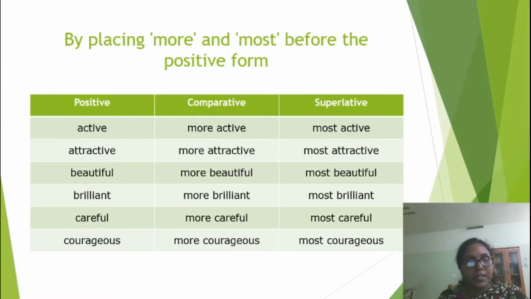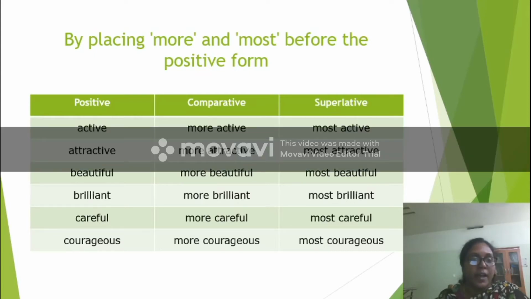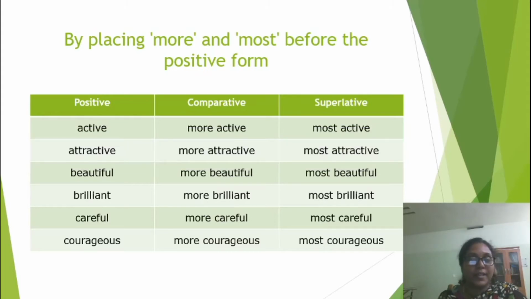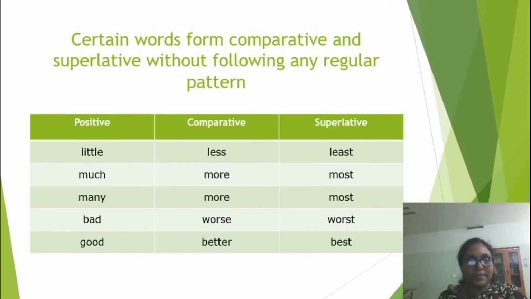Now, in polysyllabic words, we add more to form comparative and most to form superlative from the positive. Active, more active, most active. Attractive, more attractive, most attractive. Beautiful, more beautiful, most beautiful. Brilliant, more brilliant, most brilliant. Careful, more careful, most careful. Courageous, more courageous, most courageous.